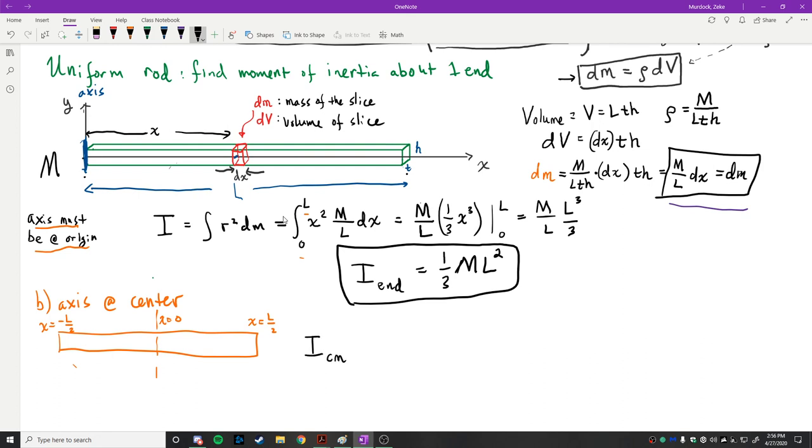I'm going to call this the moment of inertia about the center of mass, is going to be equal to the integral, we'll pull the m over L out. We're doing the exact same integration, but now we're going to go from negative L over 2 to L over 2 of x squared dx. So that's going to end up being m over L. Again, x cubed, but we have to evaluate between these limits here. So I'm going to say it's going to be 1/3 of L over 2 cubed minus negative L over 2 cubed.